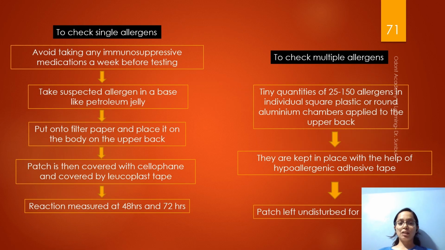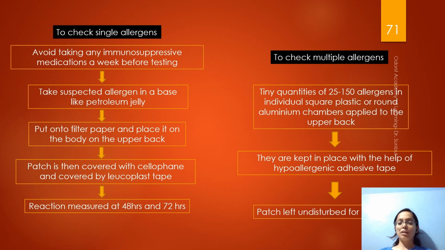To check for a single allergen, we will first ask the patient not to be taking any immunosuppressive medications for at least a week before the testing takes place, otherwise we'll get negative results. We'll take that suspected allergen in a petroleum jelly base, put it on a filter paper and then put it on the upper back region. Okay, it is left for 2 to 3 days and then the reaction that is elicited is noted.